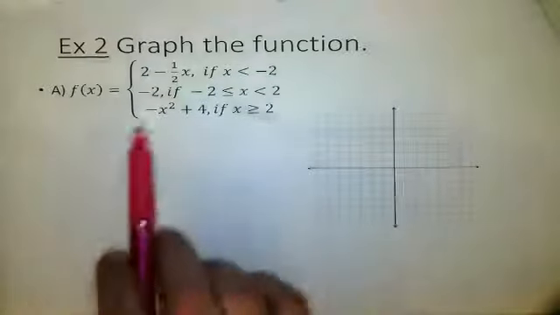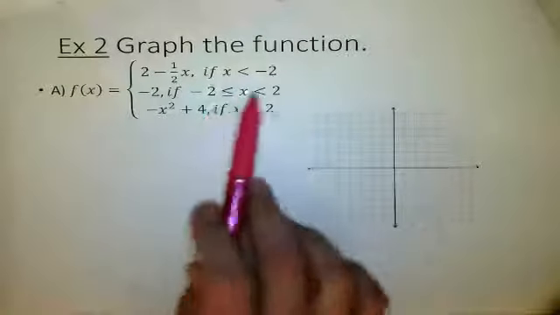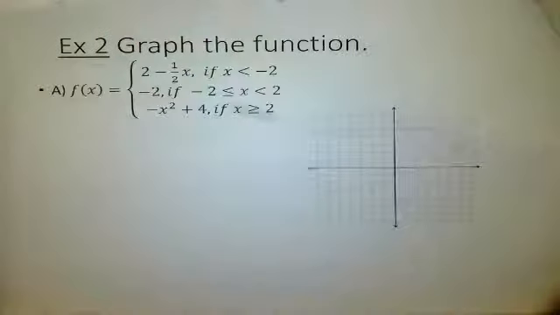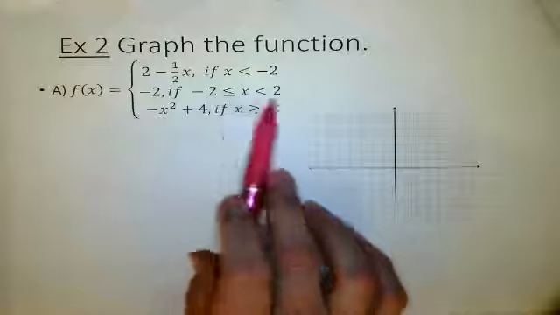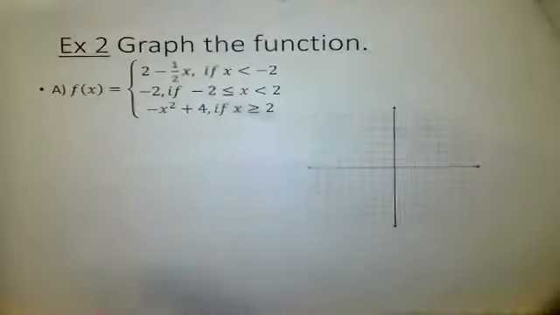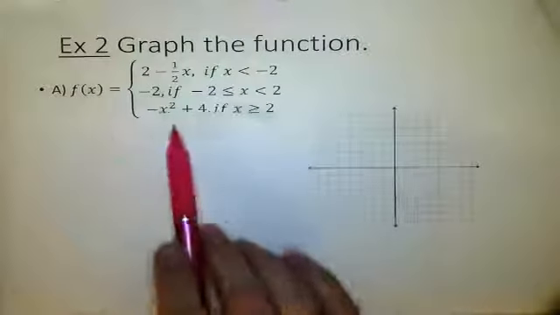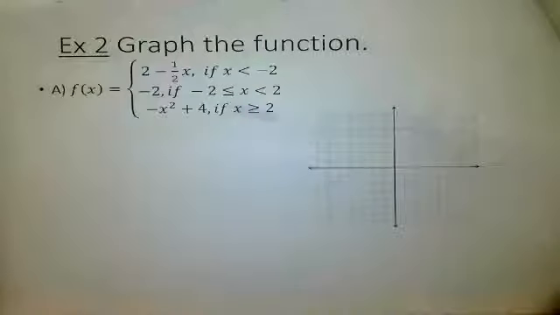So we have a function 2 minus 1/2 x if x is less than -2, f of x equals -2 if x is between -2 and 2, and we have -x² + 4 if x is greater than 2. The question to you will be, where are the boundary lines?